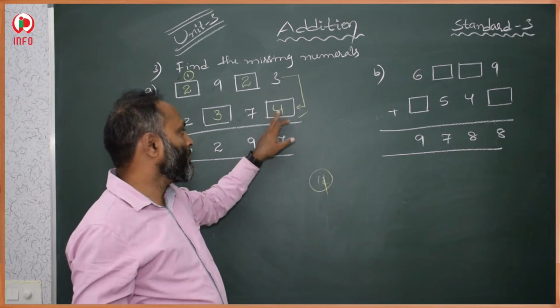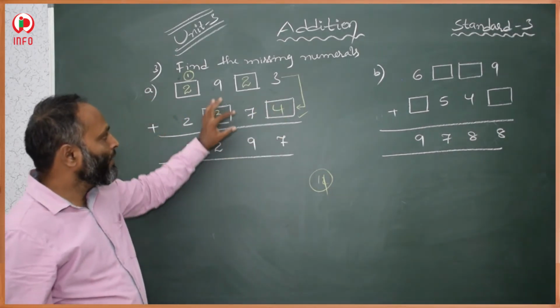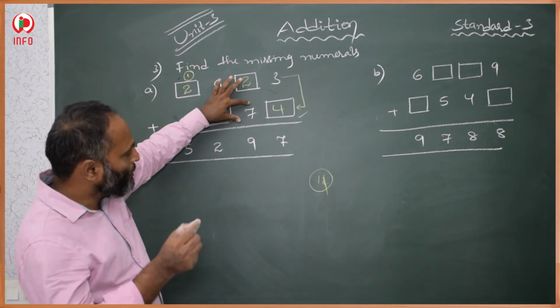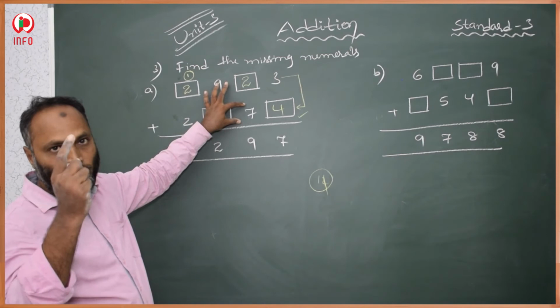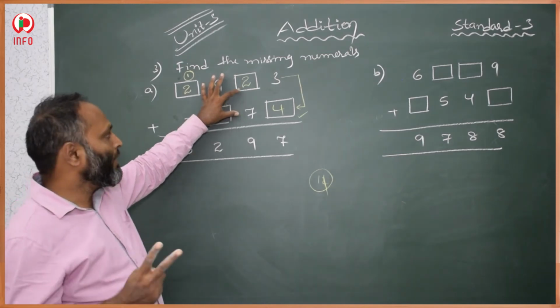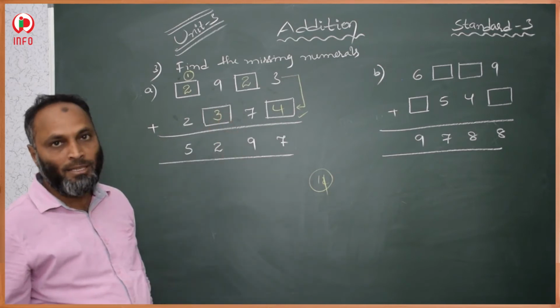Then 3 plus 4 is 7. The first one is over. Here 9 is there. Here 7 is given. What number should add to 7 to get 9? 7, 8 and 9. 2. If I add 2 to this 7, then our answer is 9.